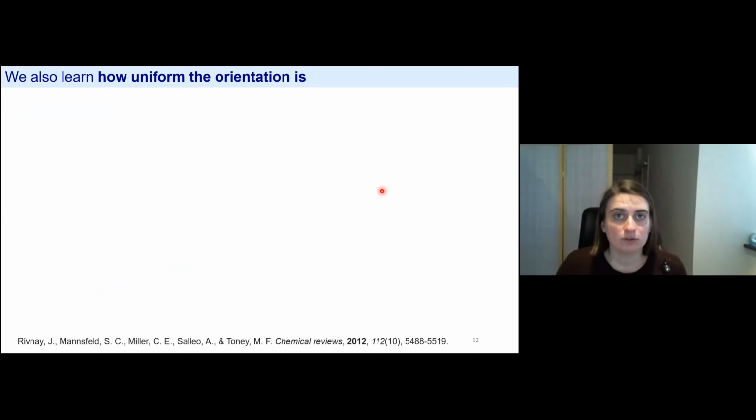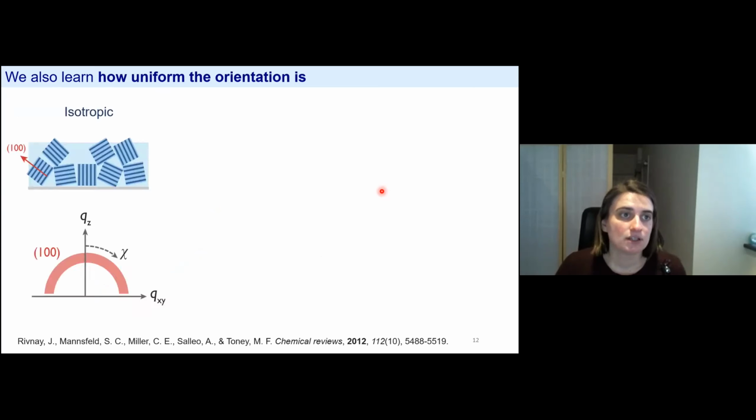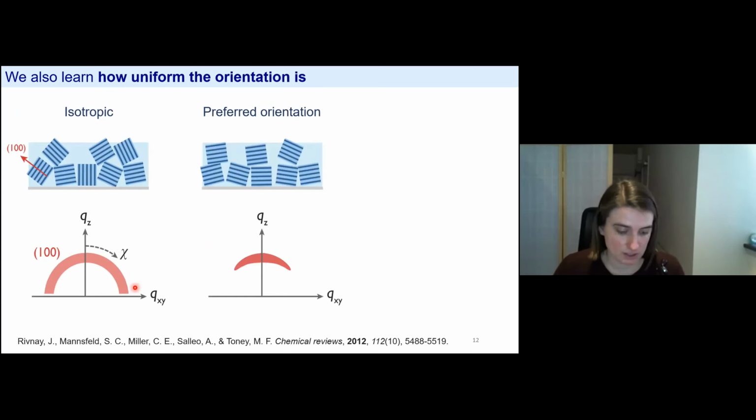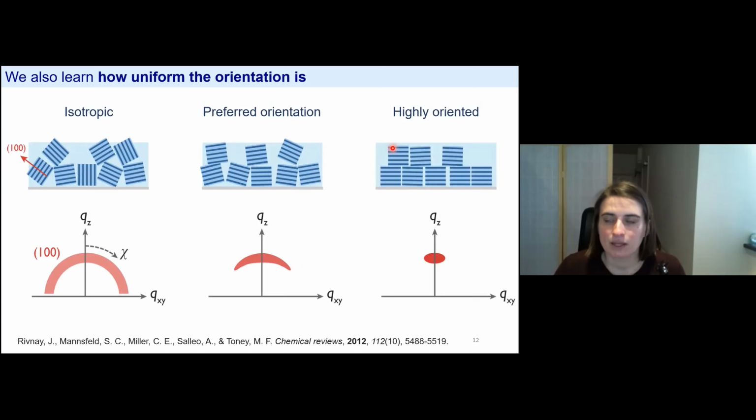We also learn how uniform the orientation is. So if we have isotropic orientation, no preference, we get a ring in GIWAXS. If we have some preferred orientation but with disorder, we get this sort of smear. And if we have a very highly oriented sample, we have a nice sharp dot.